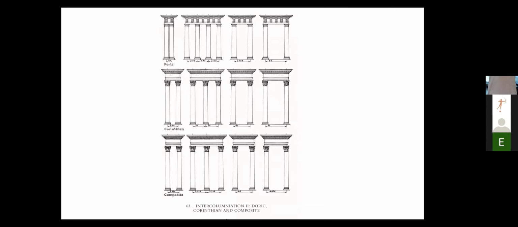But for the most part, you can see the intercolumnation spacing between the Doric order and the Corinthian order. This is Greek architecture. Of course, we're not building with arches. You can see that the spans are fairly limited because we're not using arch construction, which limits the span between the columns.